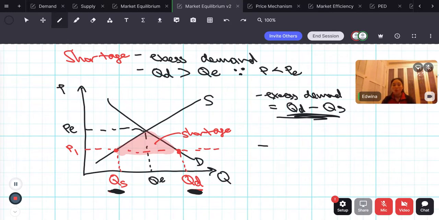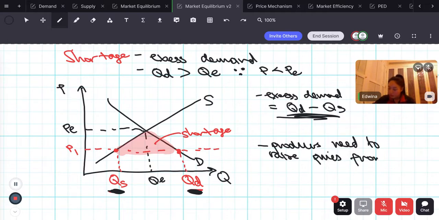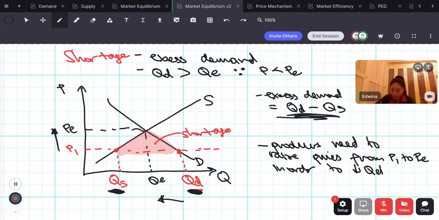And so what we need to do to fix this, and to reach market equilibrium, is for the producers to actually raise the price. So producers need to raise prices from P1 to PE in order to lower quantity demanded. Because if you raise prices from P1 to PE, quantity demanded will decrease, indicating a contraction of demand.